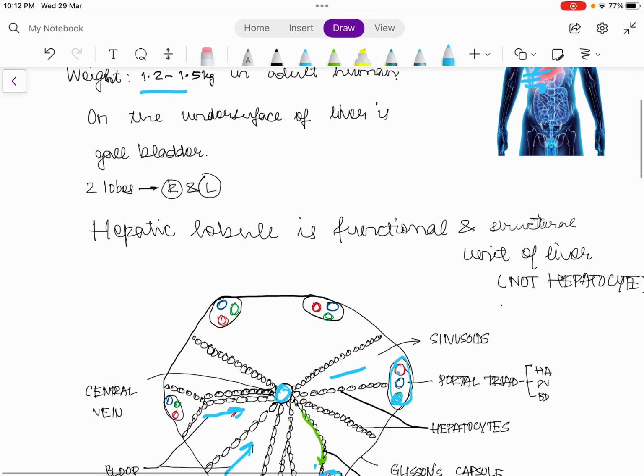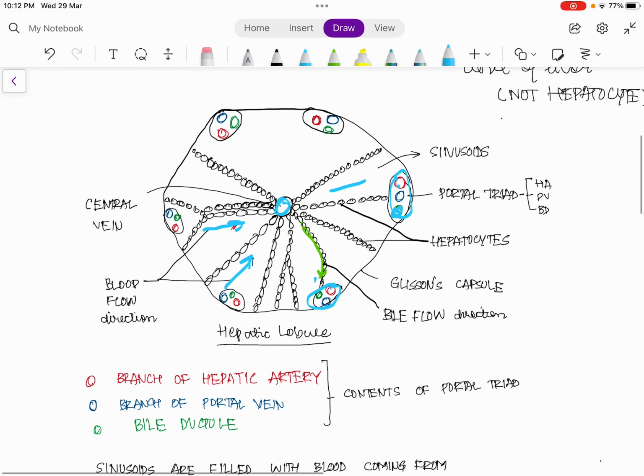Now coming to the structure of hepatic lobule. Hepatic lobule is covered by Glisson's capsule, which is a fibrous capsule. On the center there is a central vein. Central vein then drains into inferior vena cava, and there are many hepatocytes which are just spread like a sheet, and they go from central vein to the Glisson's capsule.